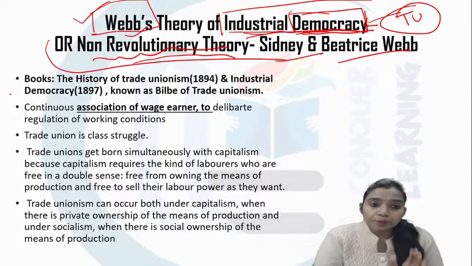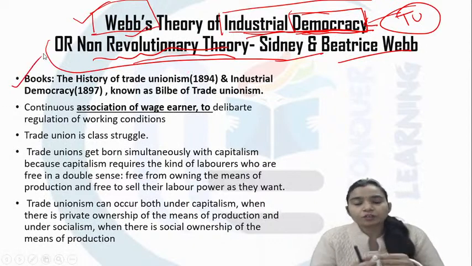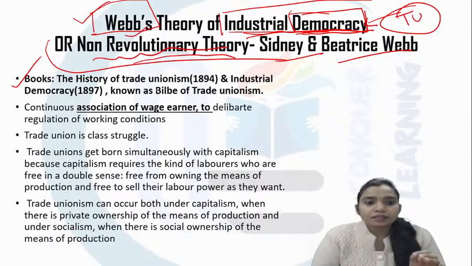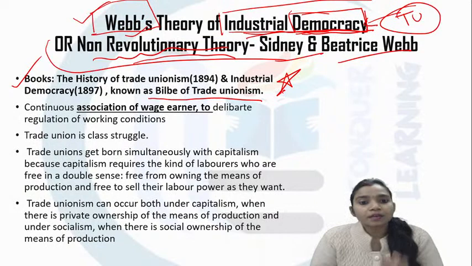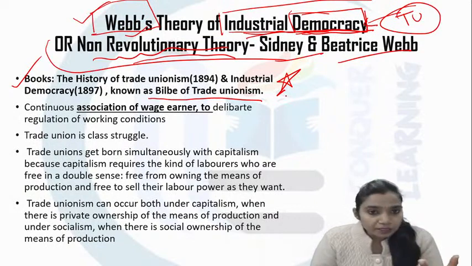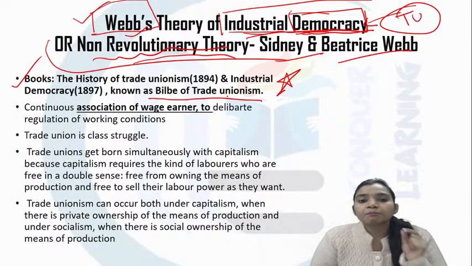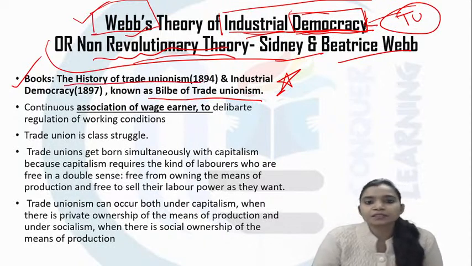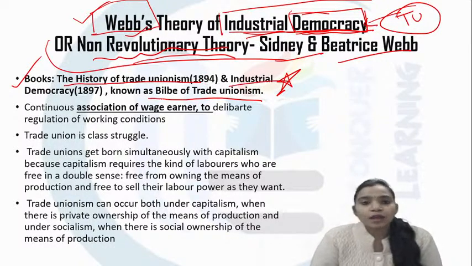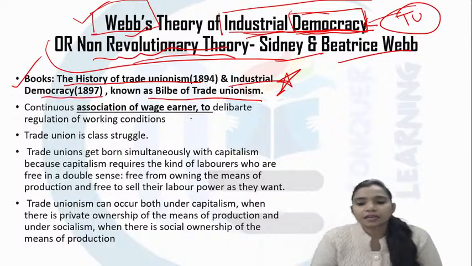Now, the books given by them are also known as the Bible of Trade Unionism. So this is one point where a question can be formed: the books given by whom are called the Bible of Trade Unionism. They are the History of Trade Unionism, 1894, and Industrial Democracy, 1897.